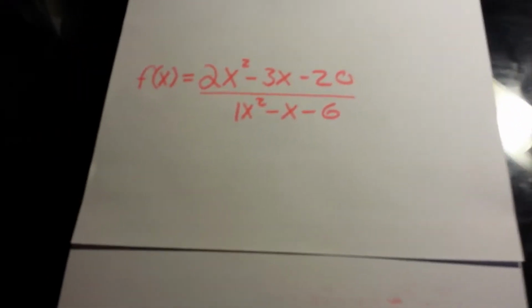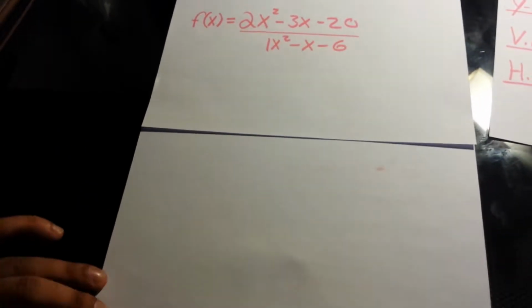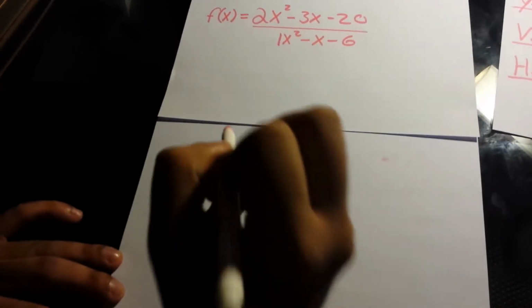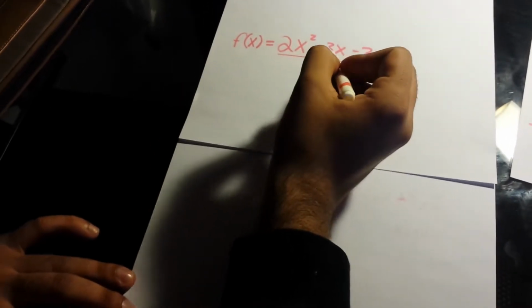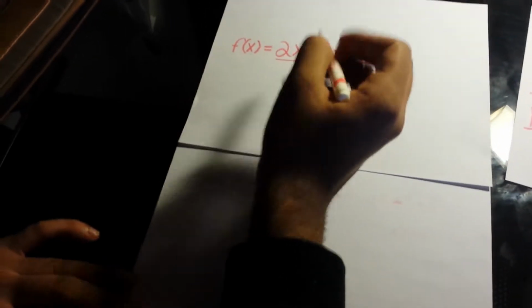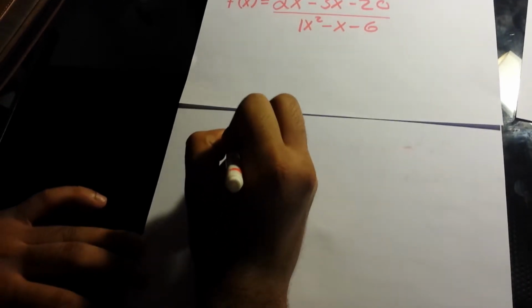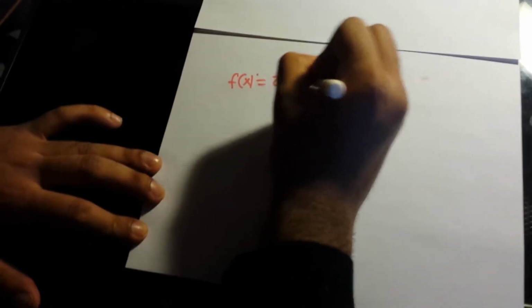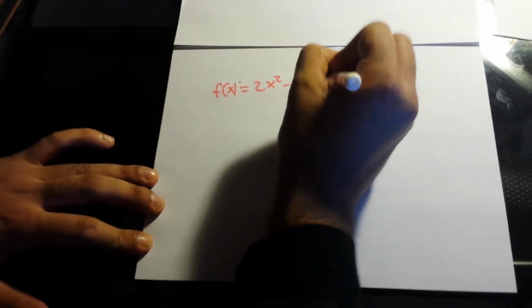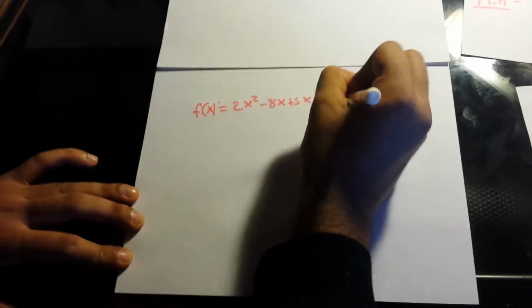Graphing a rational function. Alright, to begin, you must factor the top and bottom, so they're in factored form. So now, you have to find two numbers that multiply to minus 40 and add to minus 3. And those two numbers are minus 8 and plus 5. So now, simply put f of x equals 2x squared minus 8x plus 5x minus 20.